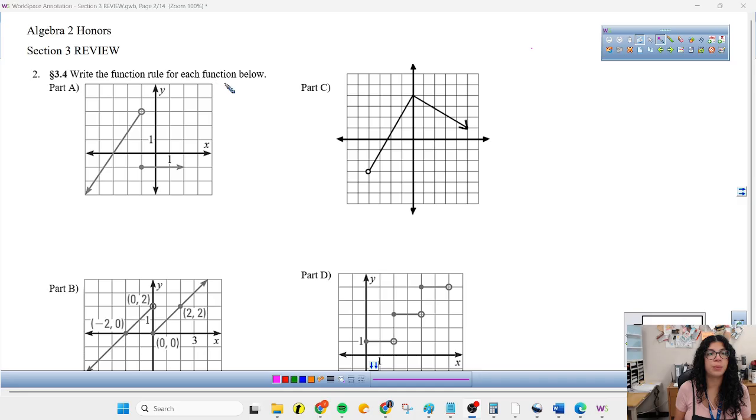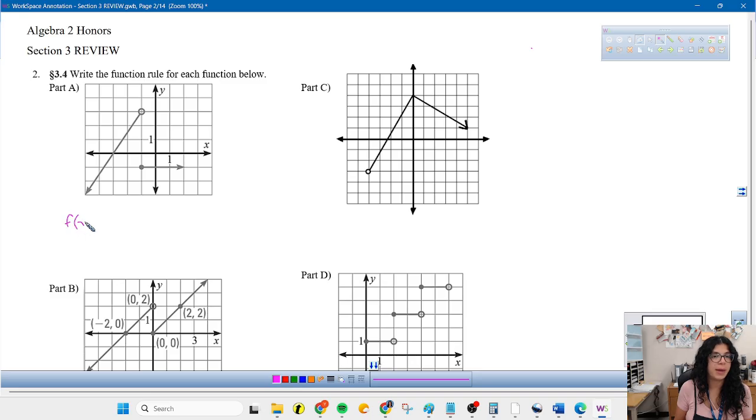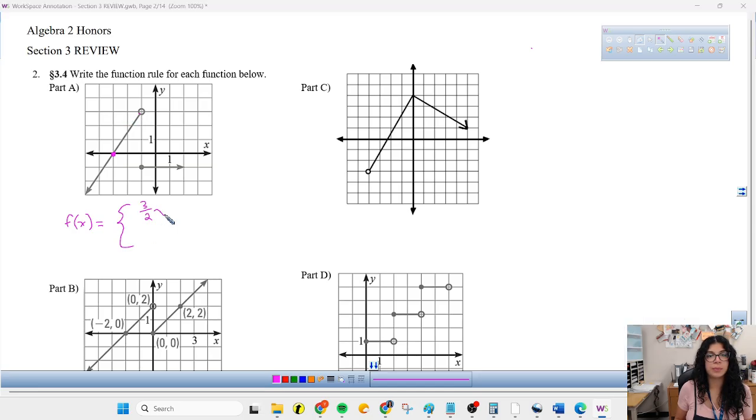So they want us to write the rule for each of the functions below. So we're going to go ahead and write the function rule. I'm going to label the first one just f of x. So this is 2 separate lines. So I'm going to go ahead and write the equation of both of those lines. For the first one here on the left, notice that we have the slope of rise 3, run 2. So the slope is 3 over 2.